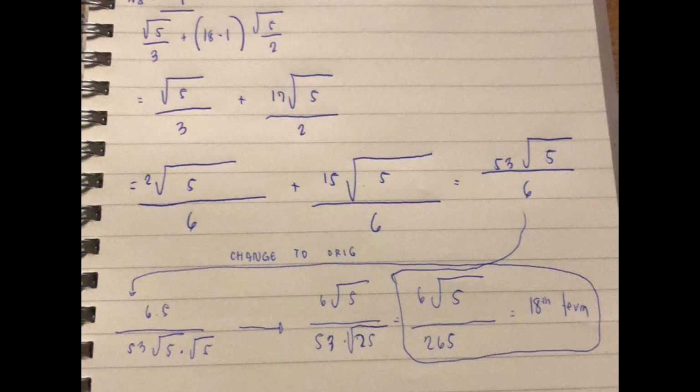We rationalize it, square root of 5, that's going to be 6 square root of 5 over 53 times square root of 25, which can be simplified to 5. So 53 times 5 is 265. So the answer would be 6 square root of 5 over 265, making it the 18th term in the harmonic sequence.